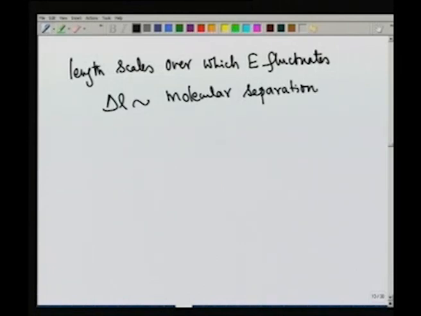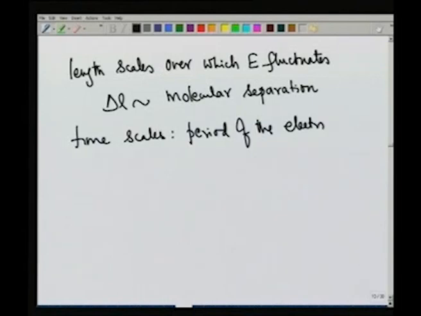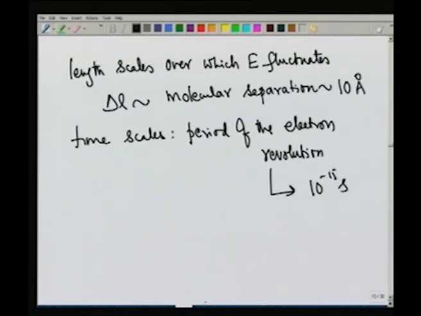Okay. If I look at the time scales, then they are of the order of the period of revolution of the electrons. Electron revolution. So the length scales are a few tens of angstroms. The time scales are about 10 to the power of minus 15 seconds or so, extraordinarily small numbers.